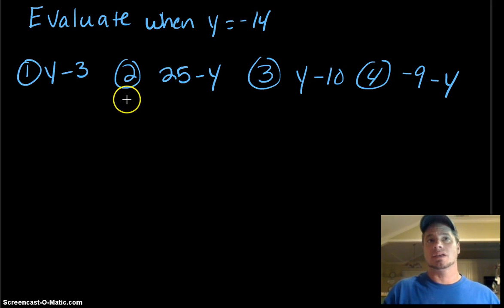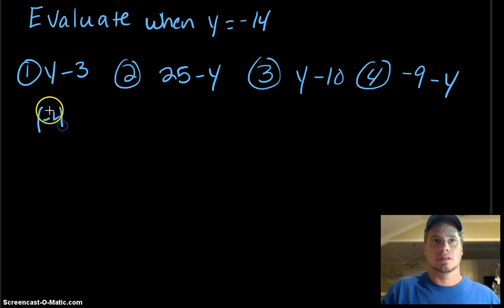Okay, moving on. Evaluate when y is equal to negative 14. With these, it would help us when we substitute for the variable if we use parentheses. So we're going to put parentheses here, and in place of y, we're going to substitute negative 14. Should have done that first, but I'll do that.